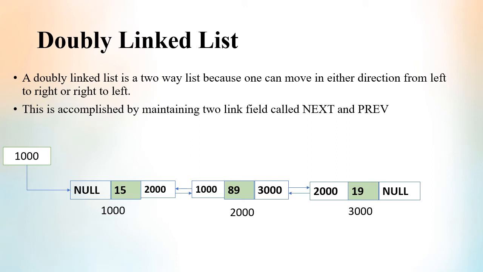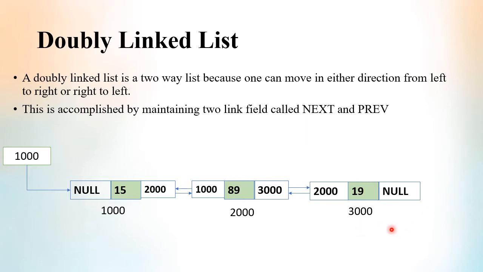Hi all, in this video segment we'll be discussing doubly linked lists. A doubly linked list is a type of linked list. The peculiarity is that it is a two-way list because one can move in either direction, that is from left to right or from right to left. This is accomplished by maintaining two link fields inside one node, that is a next and a previous part.